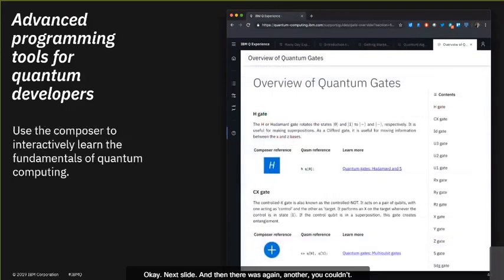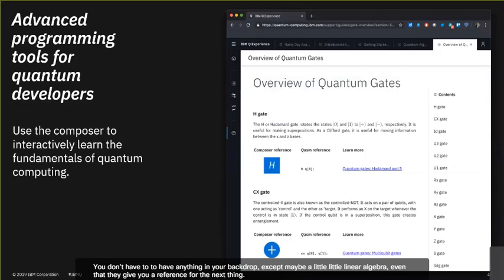And then there's another: there's tons of documentation and services, videos, etc., that will help you learn and become familiar with quantum computing. You don't have to have anything in your background except maybe a little linear algebra. Even that, they give you a reference for linear algebra. Okay, next page.